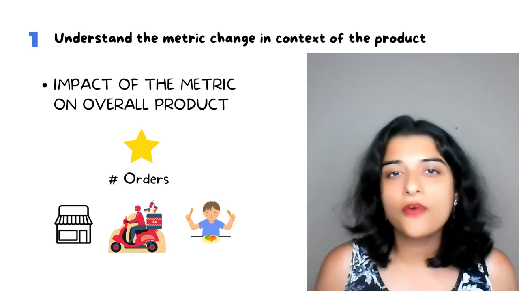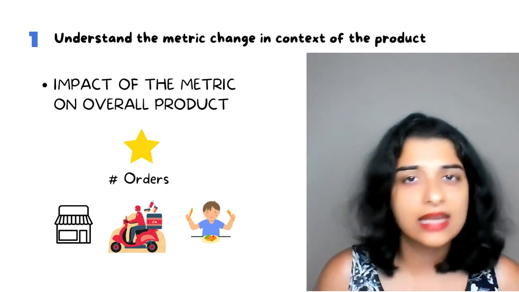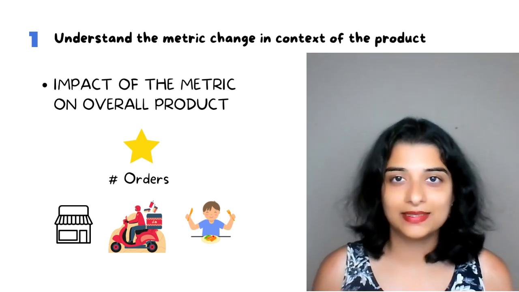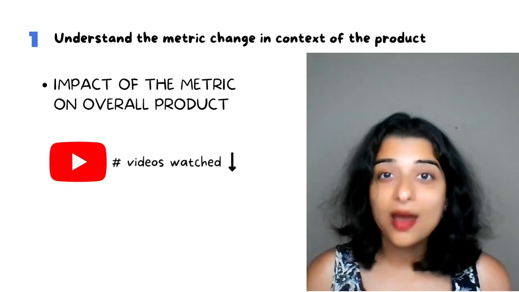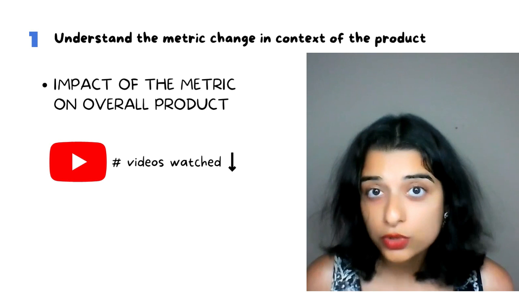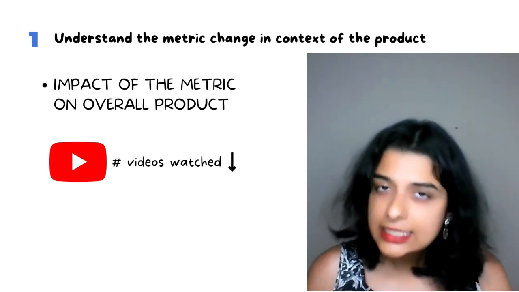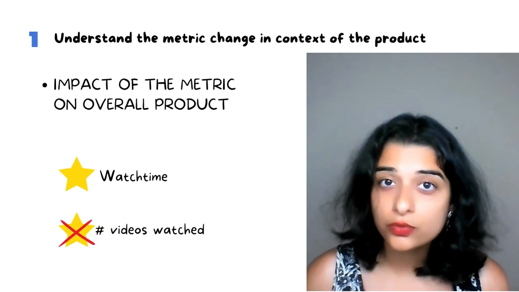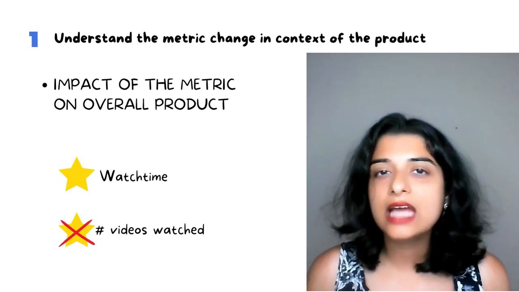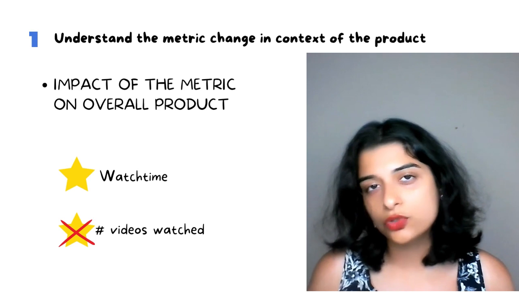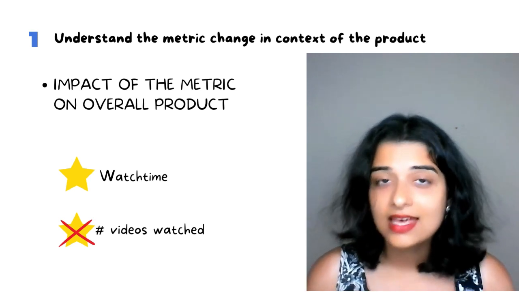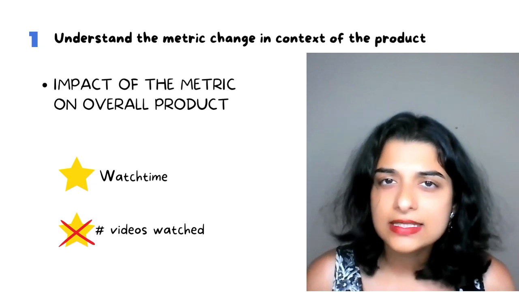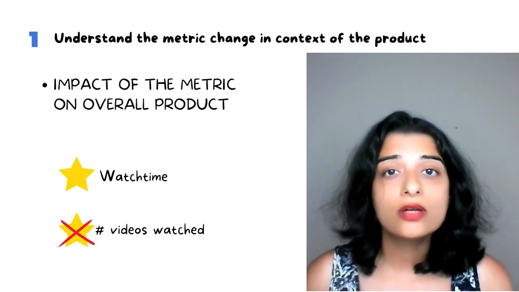So if the number of orders is going down, it is certainly bad. However, let me give you another example. If they tell you that the number of videos watched on YouTube is going down, it is a different scenario. The North Star for YouTube, that is, something that captures the core value of YouTube to all its customer segments, that is creators and viewers, as well as the platform itself, is something called watch time.